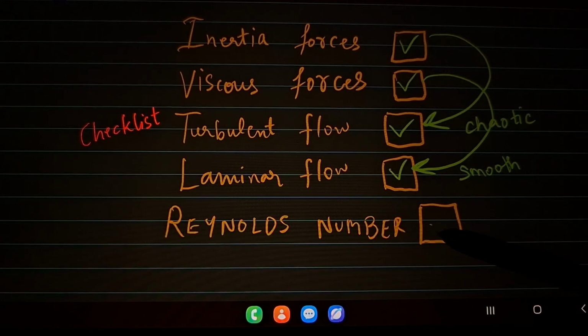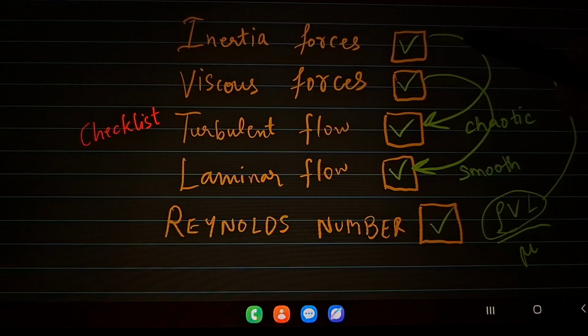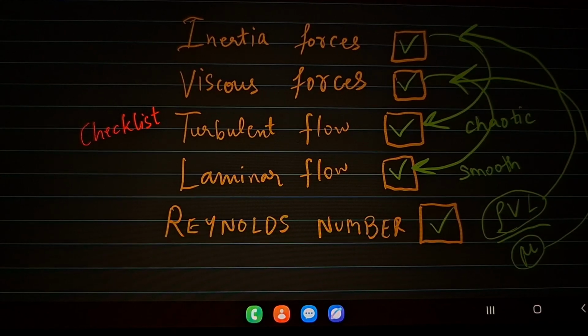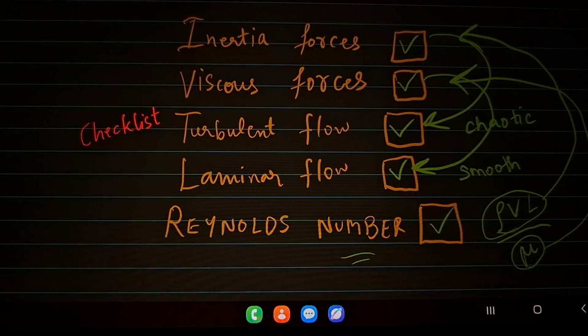And finally, the Reynolds number would be rho VL by mu, where the numerator consists of inertia forces and the denominator consists of the viscous forces. That is Reynolds number. It simply determines whether the flow is going to be turbulent or is it going to be laminar.